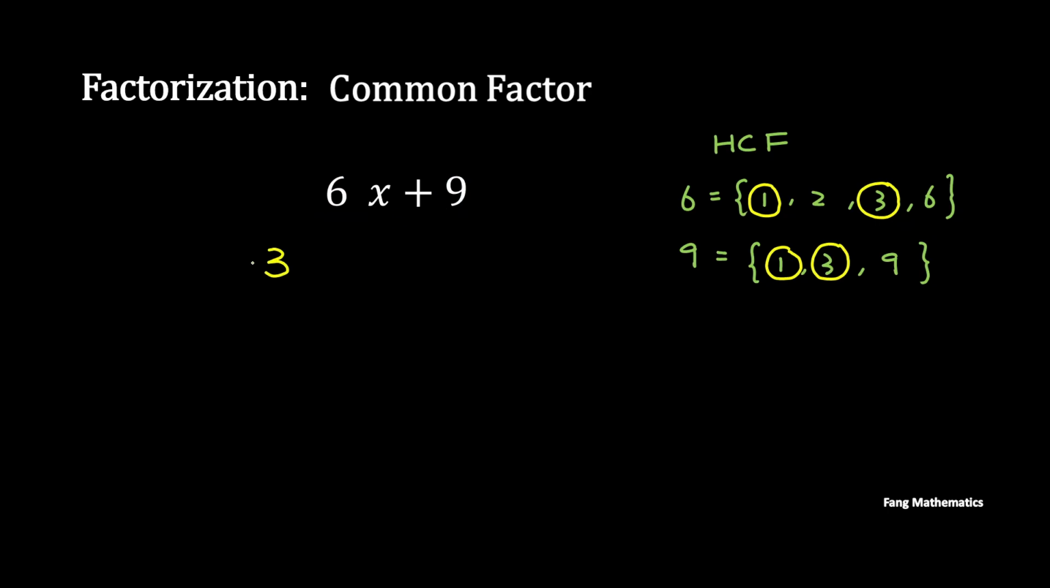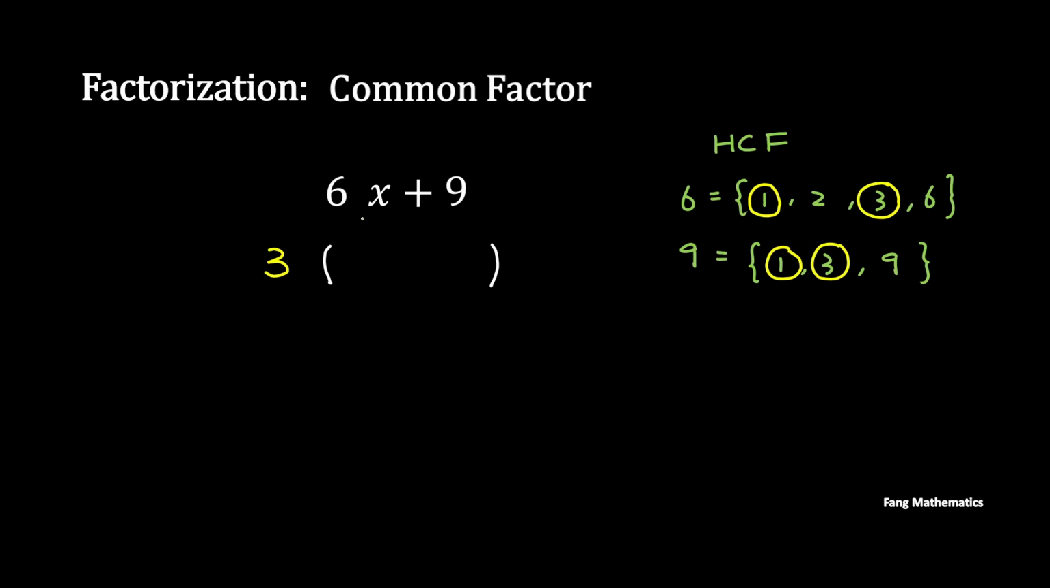Moving on, after you factorize the number, you are to look at the variables. In this case, your first term has x, but you should see that your second term does not have x. So we cannot factorize x out because x is not common to both terms. Therefore, 3 is the highest common factor in the expression. We are to put 3 outside of the parentheses as the factor.